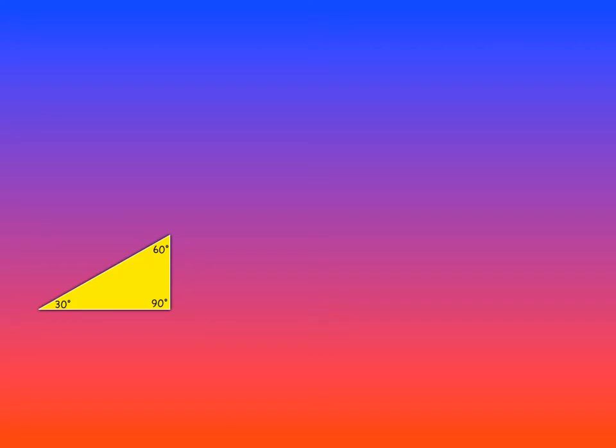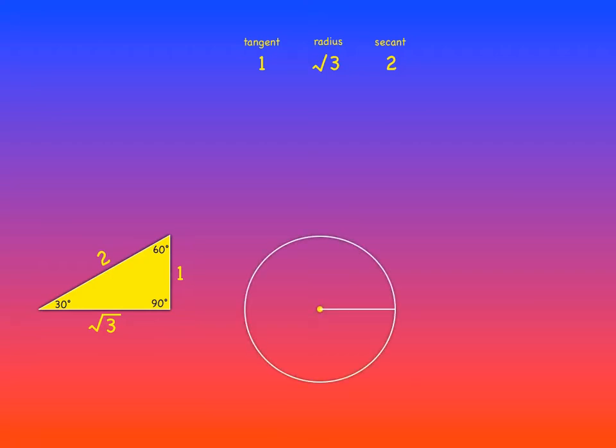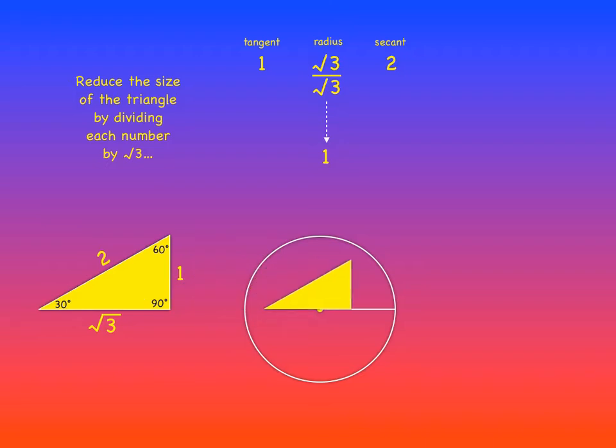Here's how we'll do that. Here's our triangle. The tangent is 1 unit. Radius is 1.73. And the secant is 2 units. Here's our unit circle. Now, reduce the size of the triangle by dividing each number by rad 3. Let's start with the radius. Rad 3 divided by rad 3, of course, is 1. So we'll reduce the size of the triangle. The radius is 1. Ta-da!